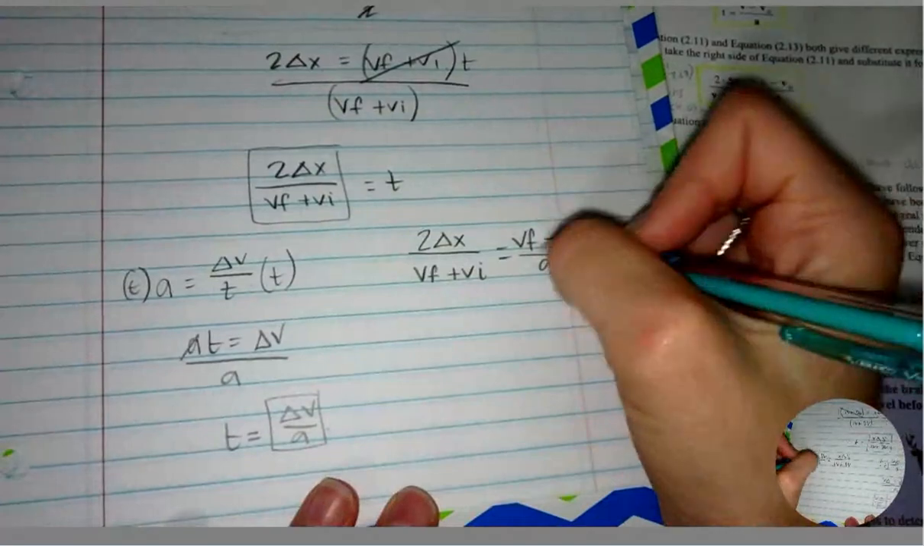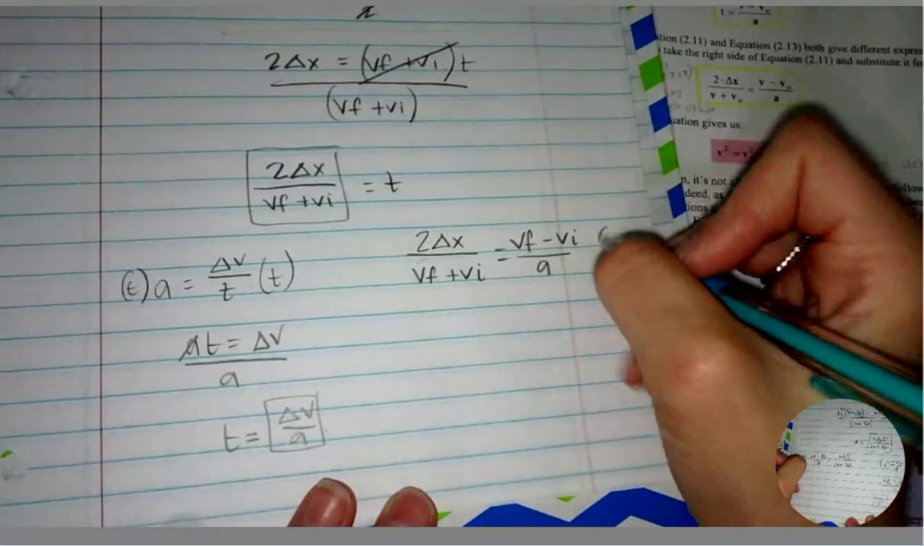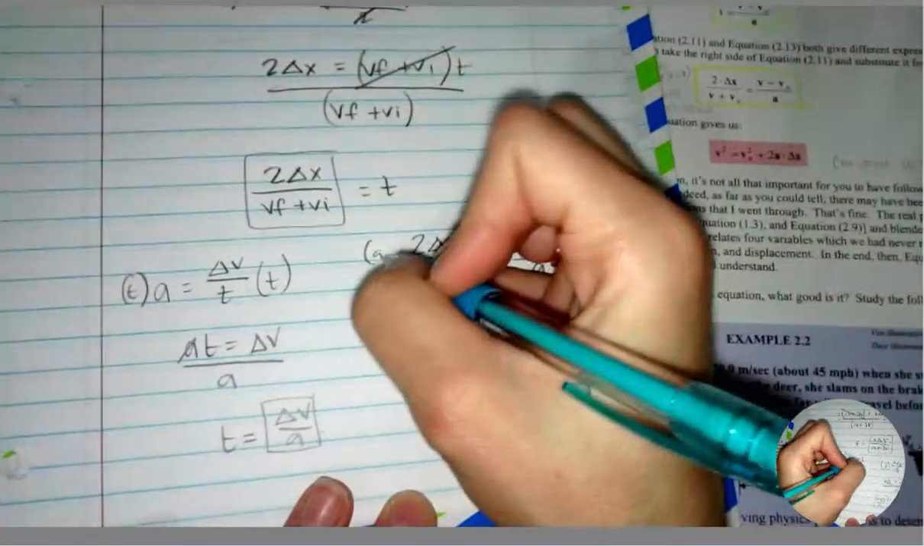Let's isolate for this vf here. Okay, let's put it together on one side. To start off with, let's get this acceleration out of that denominator.